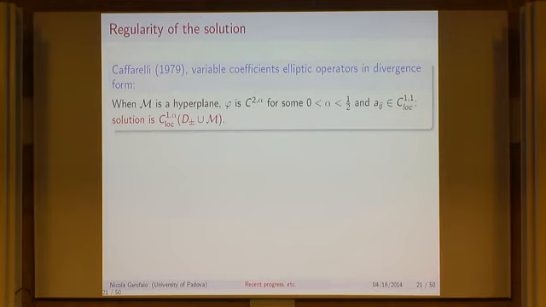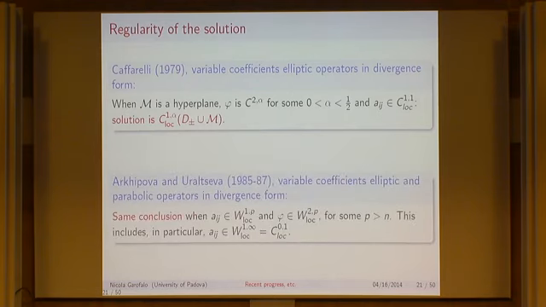Let me tell you a little bit about the history of the problem. Caffarelli already in 1979 proved that when M is a flat manifold, so a hyperplane, the obstacle is C^{2,alpha} for some alpha less than 1/2, and the coefficients, he actually looked at general divergence form operators, are C^{1,1}, then the solution is C^{1,alpha} up to the thin manifold. Be careful, the gradient is not continuous across the thin manifold. The gradient is continuous from both sides, but it has a discontinuity across the thin manifold.